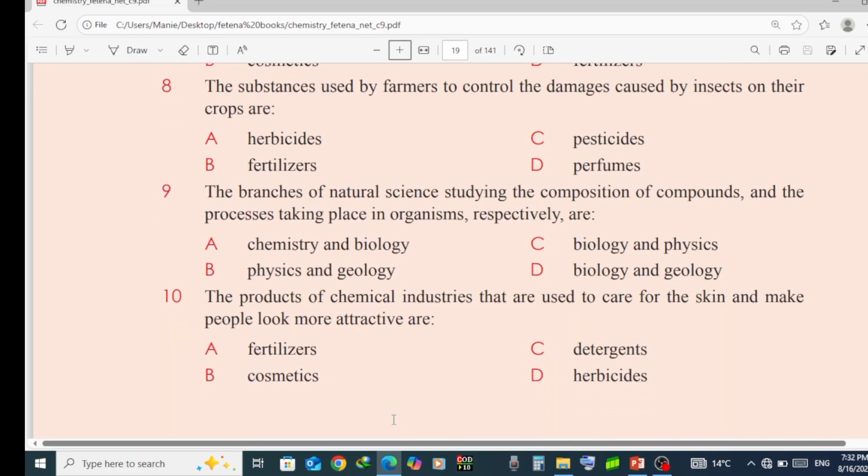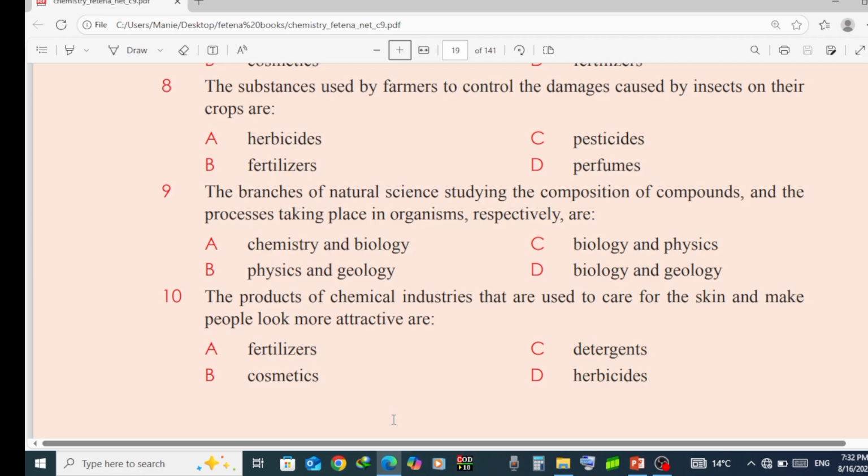Question number 9. The branch of natural science studying the composition of compounds and the process taking place in organisms respectively are A. Chemistry and biology. B. Physics and geology. C. Biology and physics. D. Biology and geology. So the branch of natural science studying the composition of compounds and the process taking place in organisms, respectively. Respectively is the point that we have to know here.